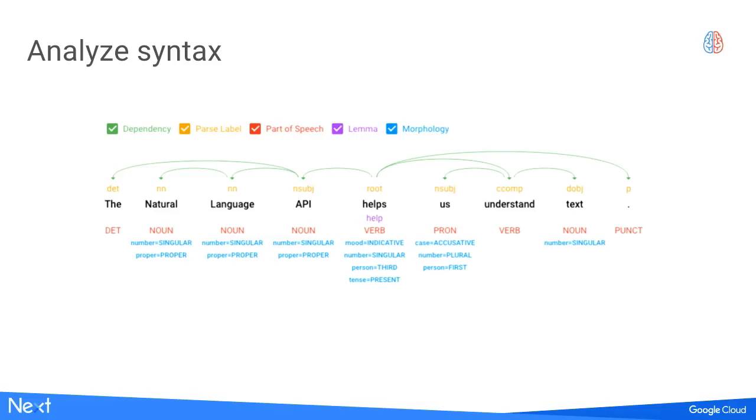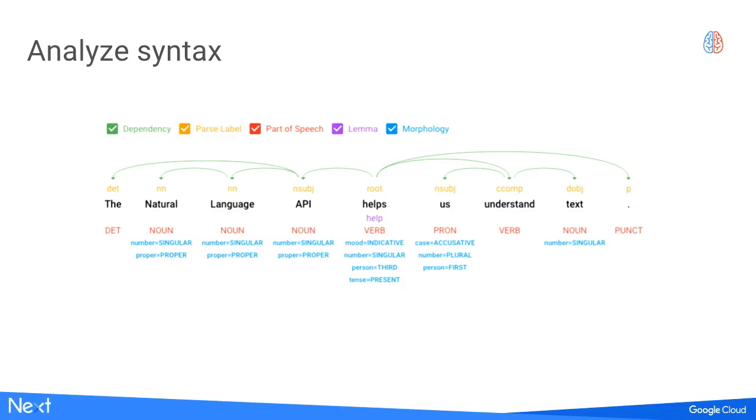So we can see that the sentence is "the natural language API helps us understand text." Helps is the root verb. Us is the nominal subject. And we can see the role of all the other words in the sentence as well. That third row, where we only have one word, is the lemma. We can see here it says help. And that is the canonical form of the word. So the canonical form of helps is help.